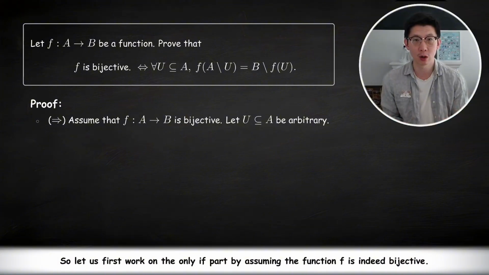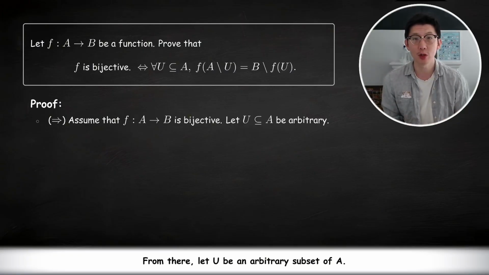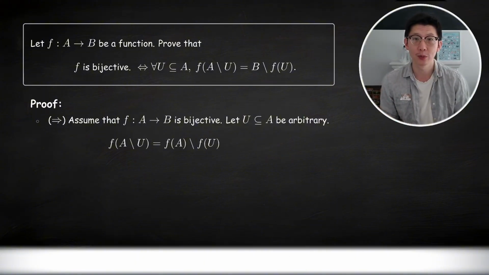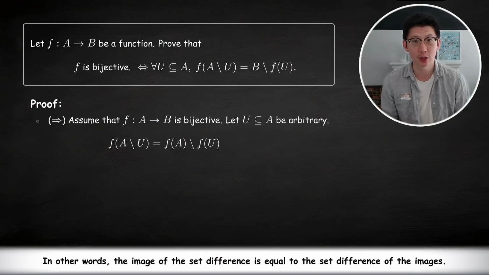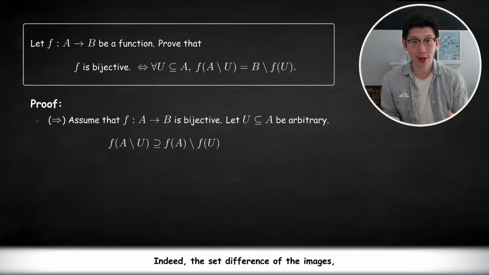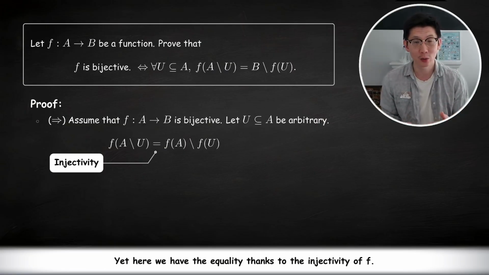So let us first work on the only if part by assuming the function f is indeed bijective. From there, let U be an arbitrary subset of A. We have f(A \ U) is equal to f(A) \ f(U). In other words, the image of the set difference is equal to the set difference of the images. Be careful, in general, this does not hold. Indeed, the set difference of the images, in general, can be properly contained in the image of the set difference. Yet, here we have the equality thanks to the injectivity of f.